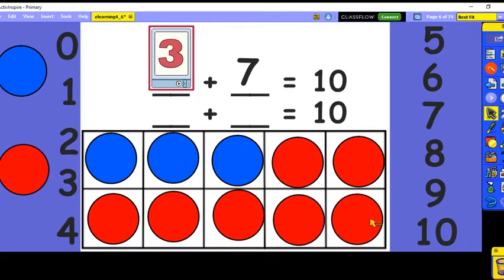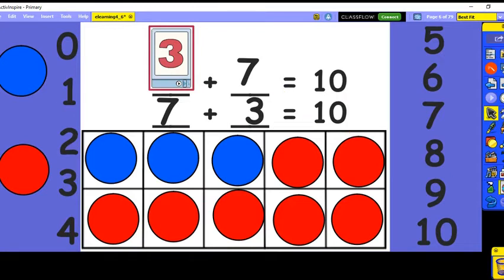Now let's do the related fact. All we have to do is change the order of our add-ins to do the related fact. So instead of 3 plus 7 is 10, let's change the order of the add-ins. 7 plus 3 equals 10. So let's go back and read our equation. 3 plus 7 equals 10. 7 plus 3 equals 10.